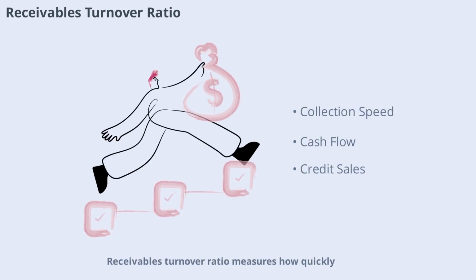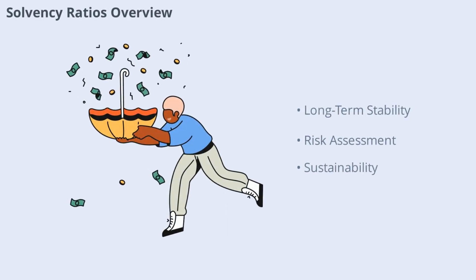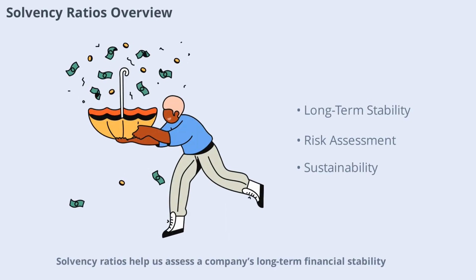Receivables turnover ratio measures how quickly a company collects money from its customers. It's calculated by dividing net credit sales by average accounts receivable. A higher ratio means the company is collecting payments faster, which improves cash flow. This ratio is important for businesses that rely on credit sales, helping you spot potential issues with collections.